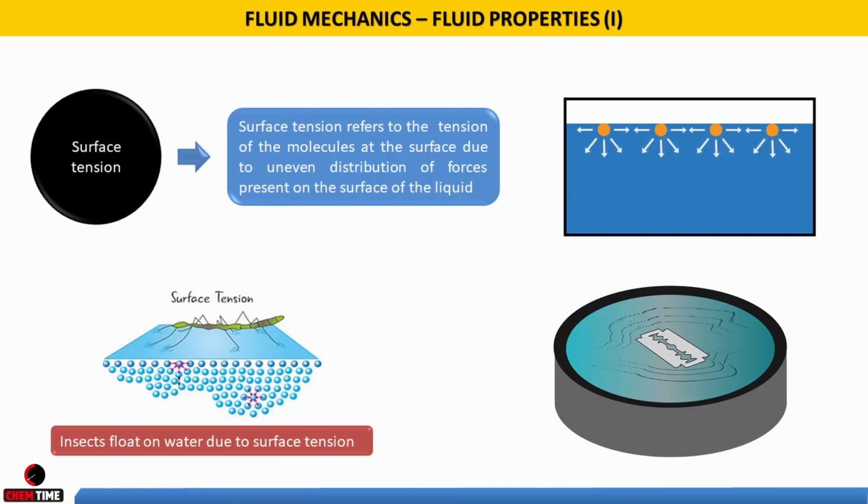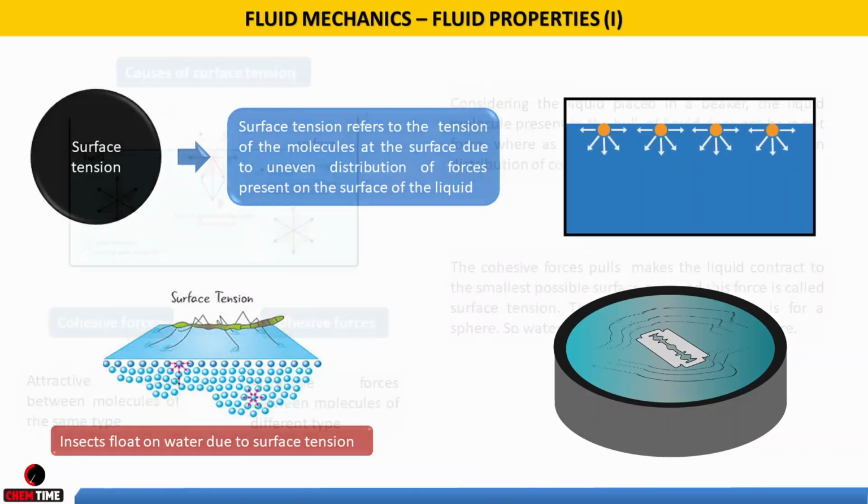Now, a second example is a stainless steel blade placed horizontally on a water surface, which floats even though the density of stainless steel is higher than that of water. This is mainly because of the surface tension of water. The weight of the blade is not able to overcome the surface tension of the water. If the water is replaced by detergent solution, which has less surface tension than water, and the same blade is placed horizontally, the blade sinks because of the reduced surface tension.